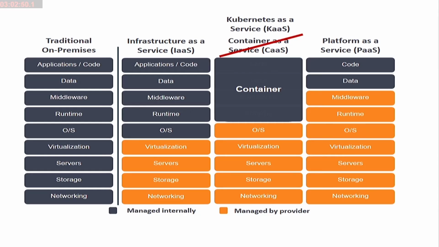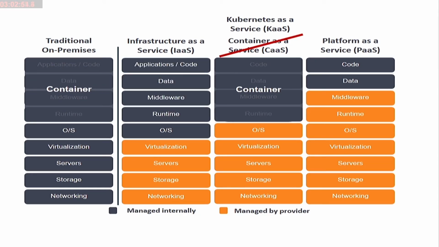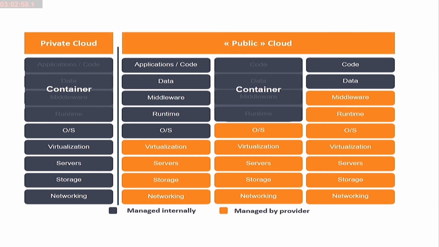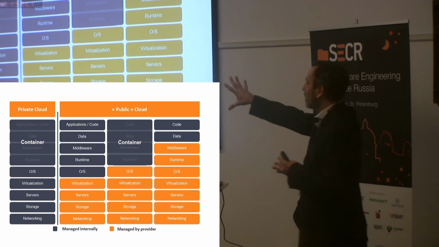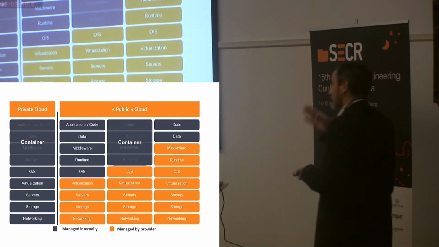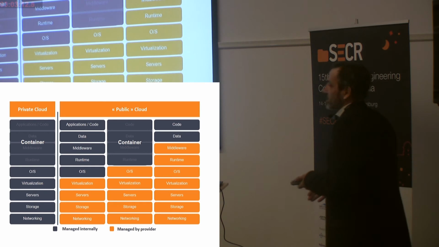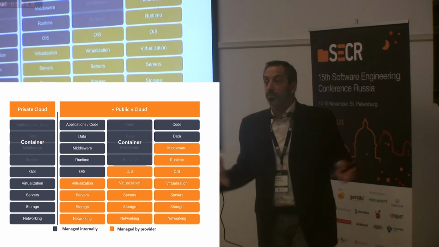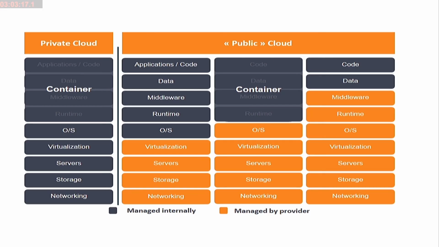But we said containers can be run anywhere. So why could I not run my container inside my infrastructure? And we are discovering that we can then have the same kind of capabilities from the public cloud in our own infrastructure. So let's call it private cloud. But on private cloud, how do you set up this environment?